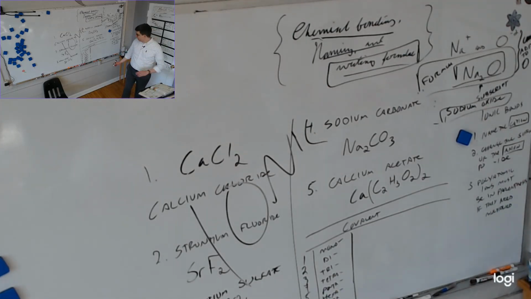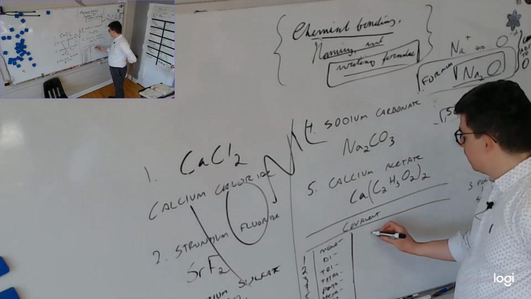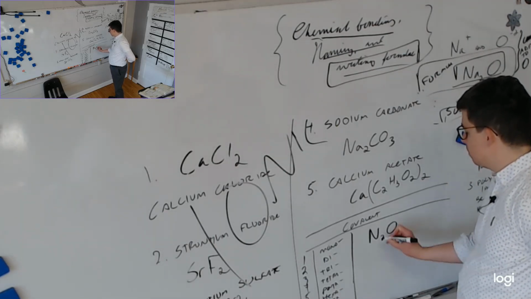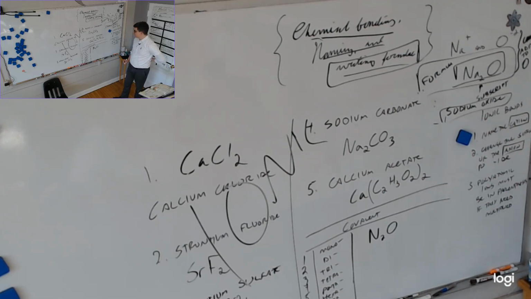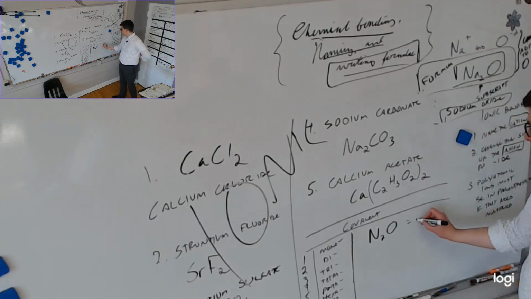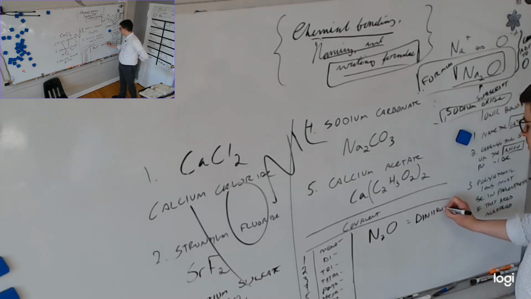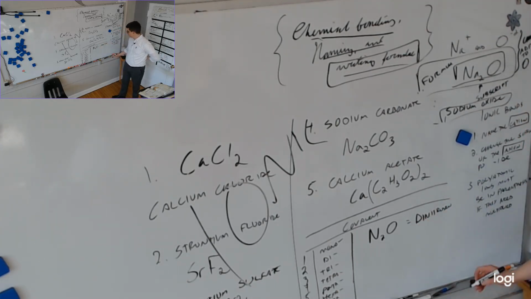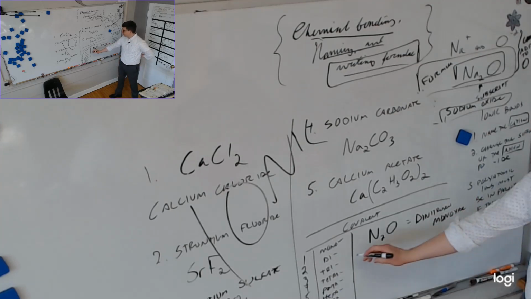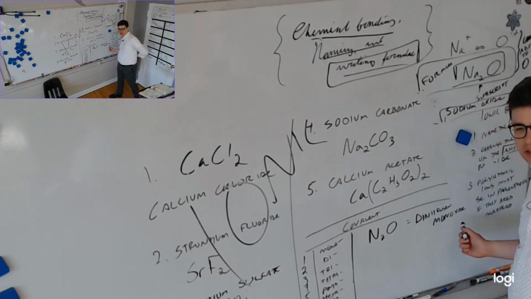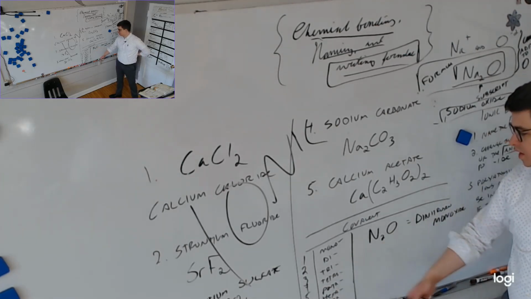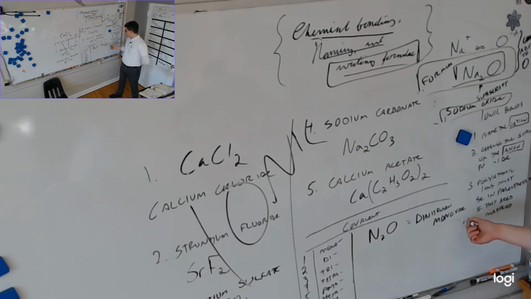For instance, in a covalent bond, we might have N2O. How many nitrogens are there? 2, so we call it dinitrogen. How many oxygens are there? 1, so we call it monoxide. You drop the last vowel of the prefix if the element begins with a vowel, which is oxygen. So dinitrogen monoxide is what you have there.